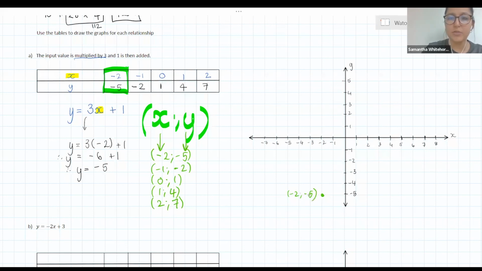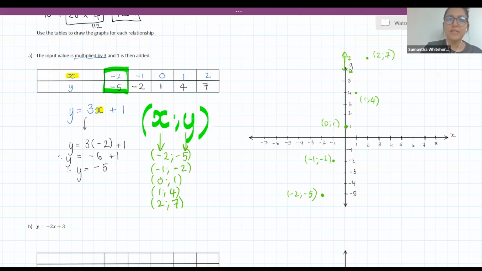And we keep doing this with our points. So -1, -2, I plot my little point. I then have a 0, which is now on the axis, up to 1. So 0, 1; 1, 4; and finally 2, 7. And of course, I haven't given myself enough space. 6, 7, which would be here if I extended my line. 7, and I've plotted my points.